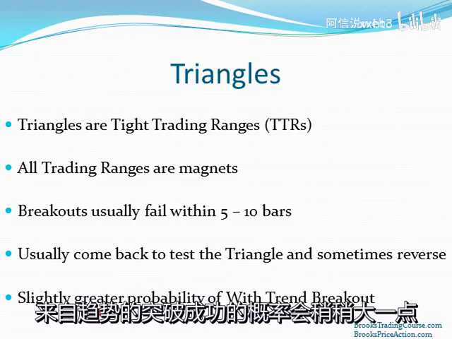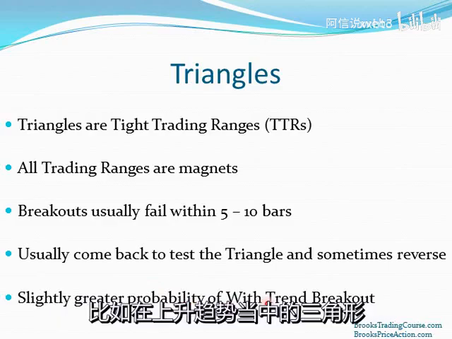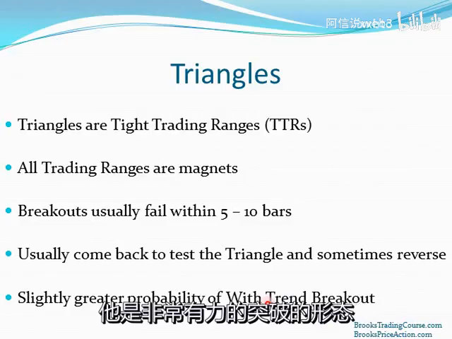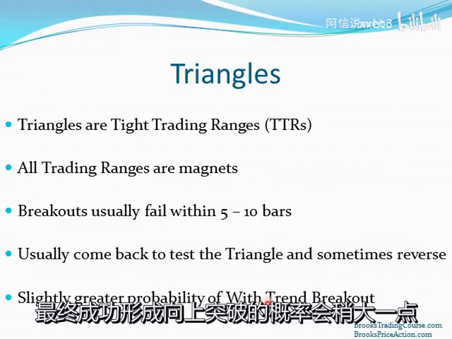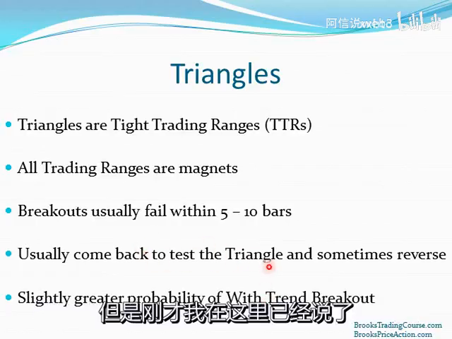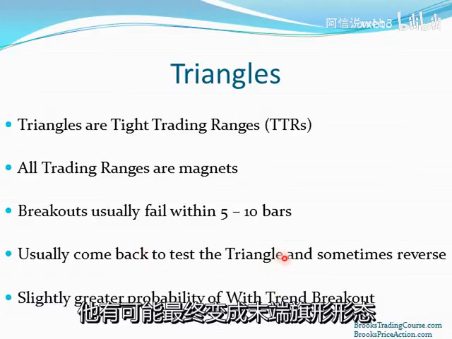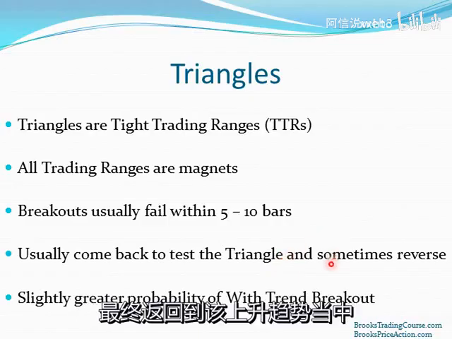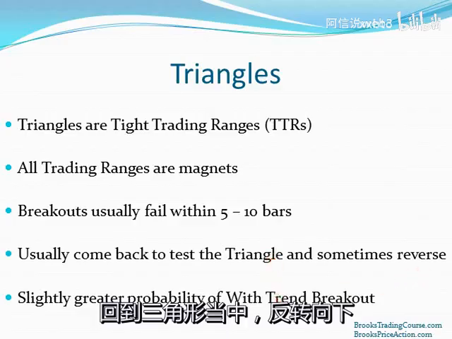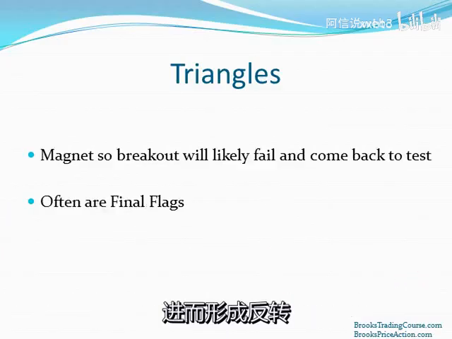There is a slightly greater probability of a with-trend breakout. So if you have a triangle in a bull trend, a triangle is a pretty neutral pattern, a breakout mode pattern, but with a slightly greater chance of a bull breakout. But like I said, it can end up being the final flag of the bull trend and come back into the triangle and continue down further, leading to a reversal.